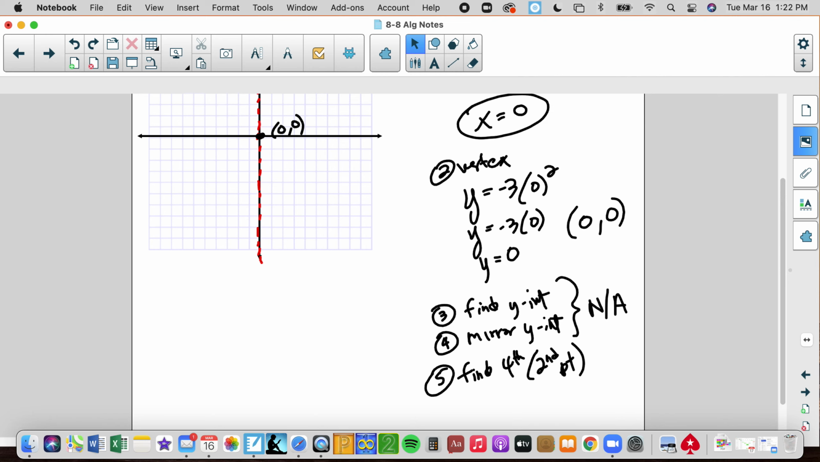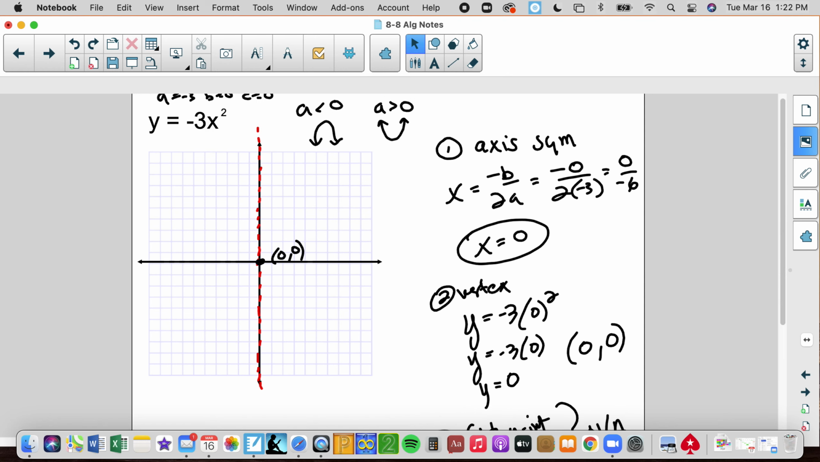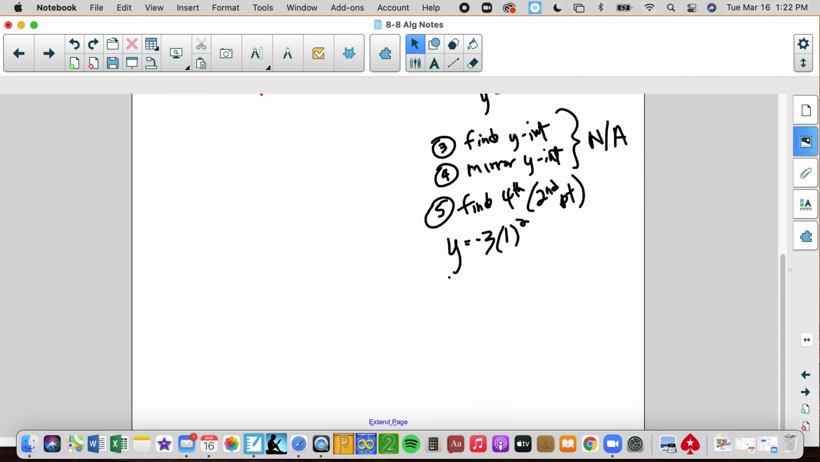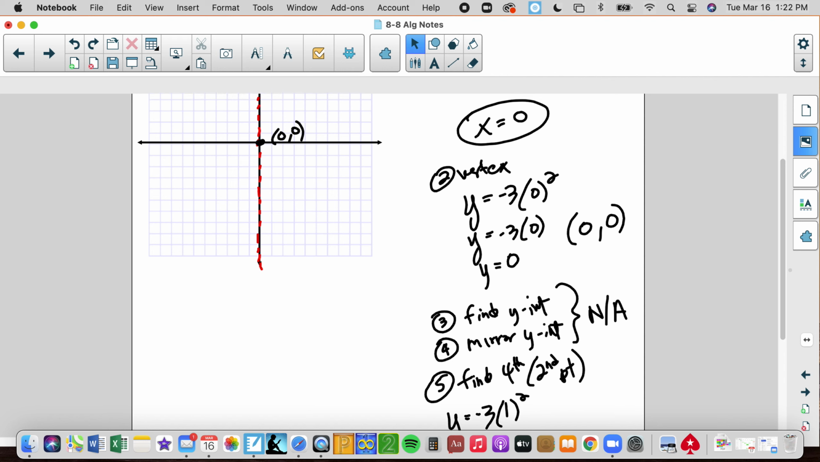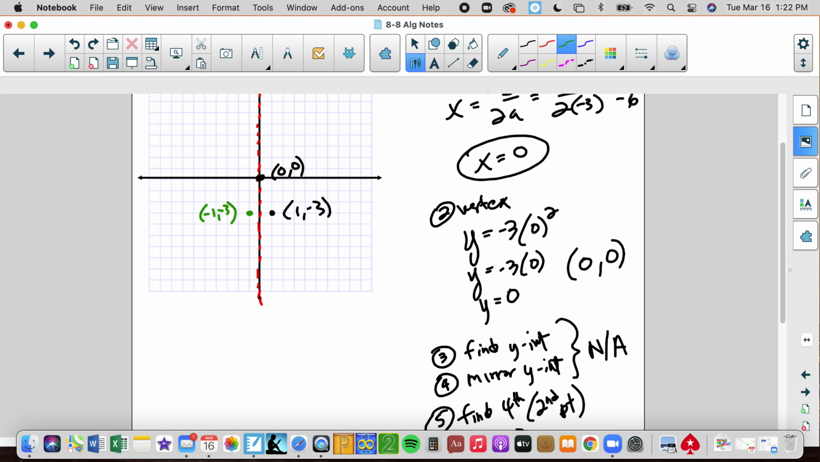All right, so we have to pick an x value. Well, that's all right, I can do that. That's actually not bad. So let's pick x equaling 1. If we pick x equaling 1, we have -3 times 1 squared. We get y equals -3 times 1. Y equals -3. So my point would be 1, -3. There's my point. Now I can do a mirror point. It's 1 away, so that's going to be -1, -3. That worked.